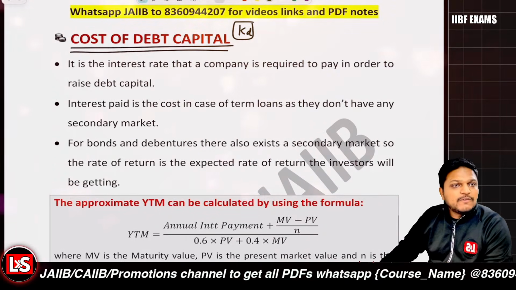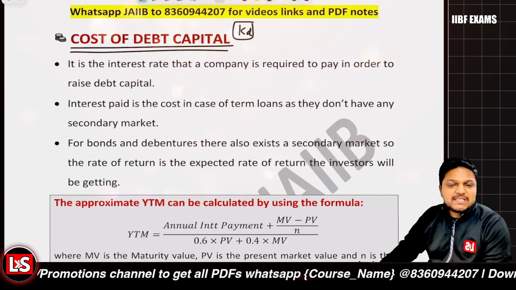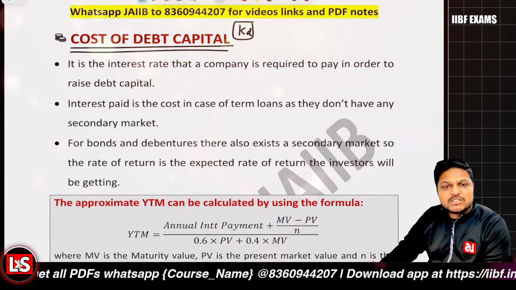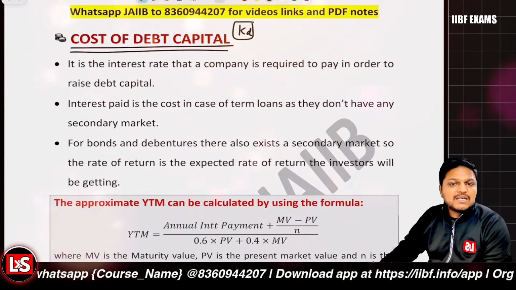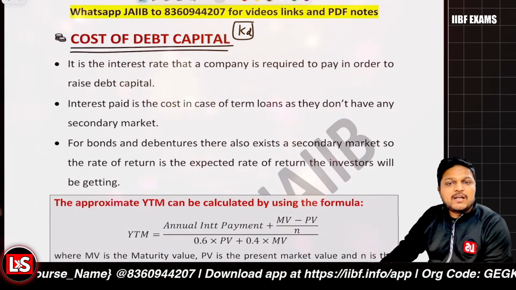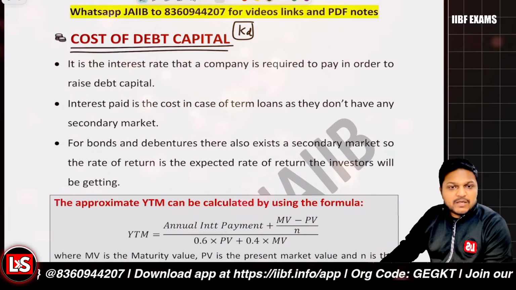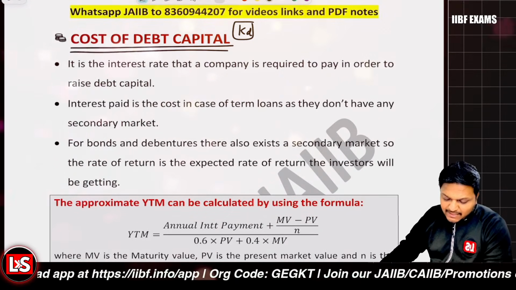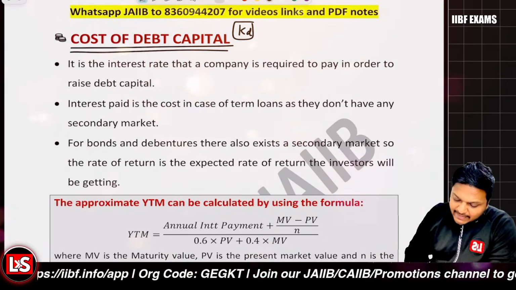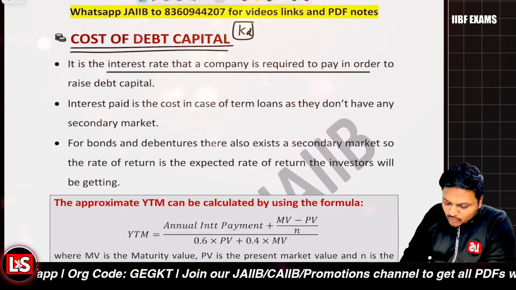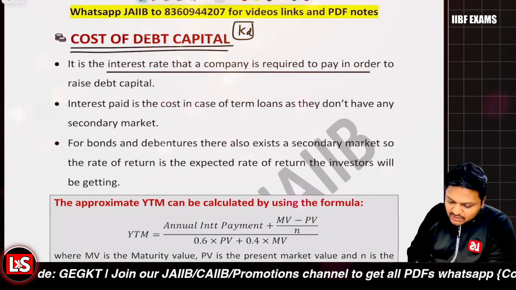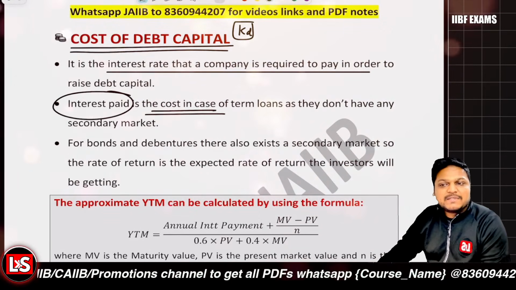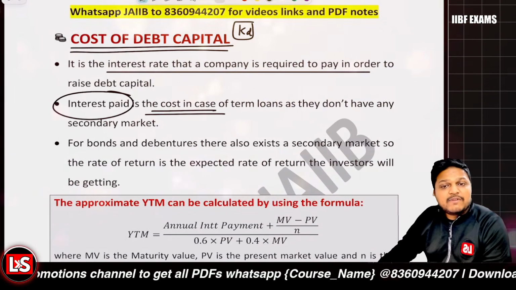Whatsoever funds the company has borrowed, let's say the term loan, debentures, bonds that you have issued, or bank borrowings, you have to pay a return to the lenders. That is a major part related to it. So it's the interest rate that the company is required to pay in order to raise the debt capital. And interest paid represents the cost that we have to pay.